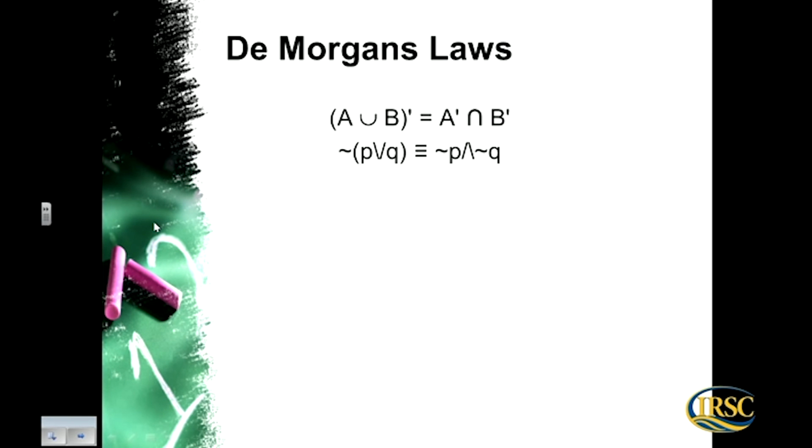Okay, so you can rewrite this in symbolic logic, by having a negation outside parentheses, P or Q, and that is equivalent to not P and not Q. Okay, so go ahead and fill in a truth table for the statement on the left that has parentheses, and then go ahead and do a truth table for the statement on the right that has no parentheses.